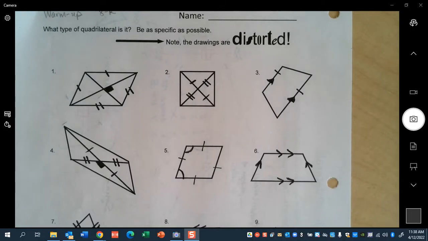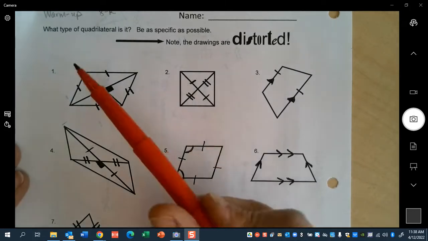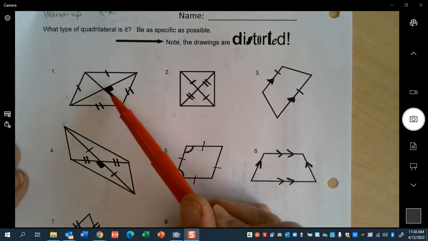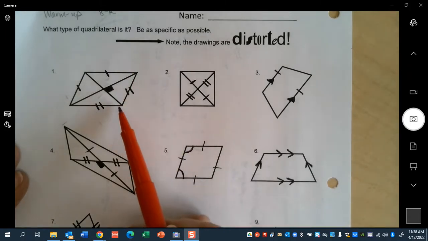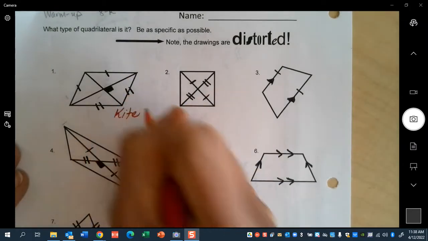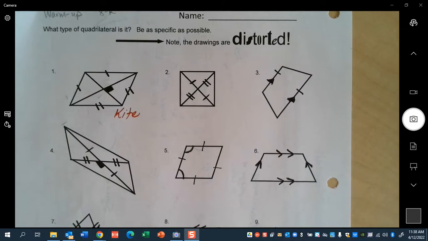So for example, if I have two sets of consecutive congruent sides and perpendicular diagonals, what must this shape be? This is a kite. So what's interesting is I always hope that nobody's walking by looking at the pictures and hearing me call this a kite, because they'll be like, boy, that lady doesn't know what she's talking about, does she? So don't go by what your eye says.